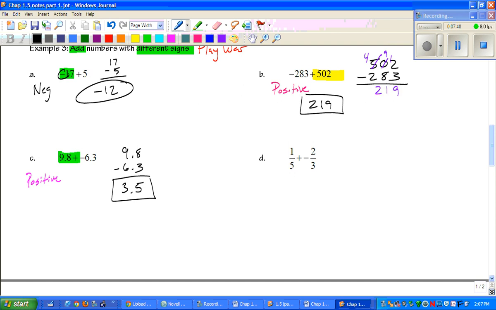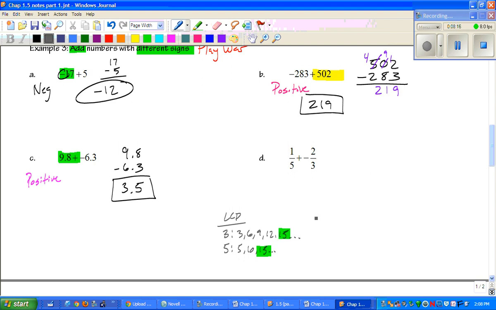Okay, let's take a look at D. What's bigger, positives or negatives? Oh my gosh, I have no idea, because they don't have the same denominator. Let's find the LCD of 3 and 5. 3, 6, 9, 12, 15; 5, 10, 15.